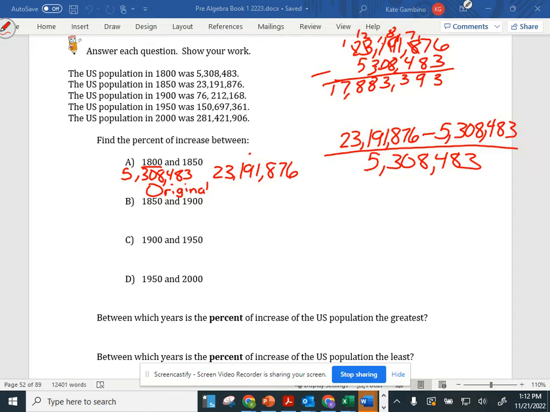17,883,393 divided by 5,308,483. So this is our new numerator, right? 17 million is that numerator. You do the top divided by the bottom, the original. So the top is this, right? So we do that. Divided by the bottom.